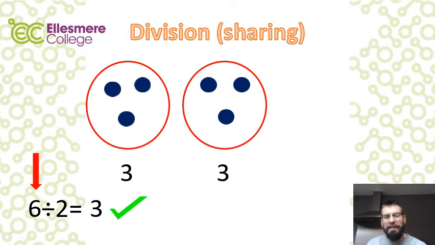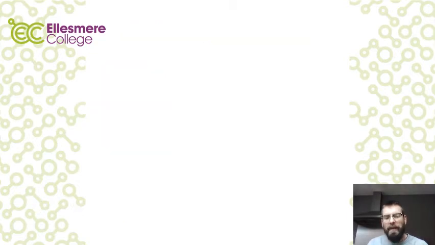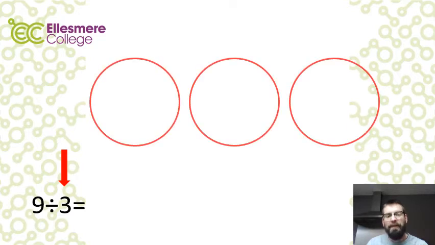Let's have a look at a different example of that. We're going to look at another example then. So here we've got 9 divided by 3. Remember, it also means 9 shared out between 3. Okay, so looking at that number, we're going to need 3 circles.